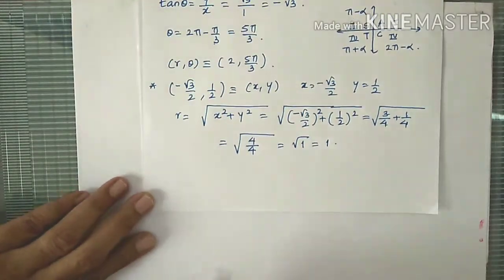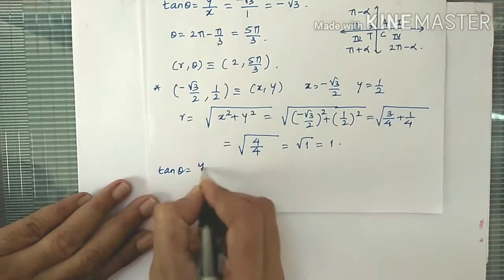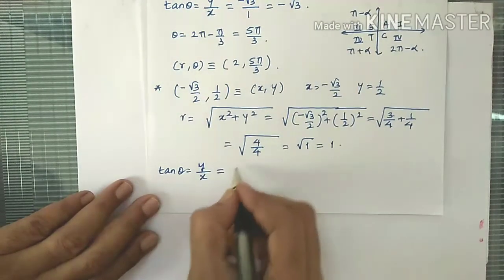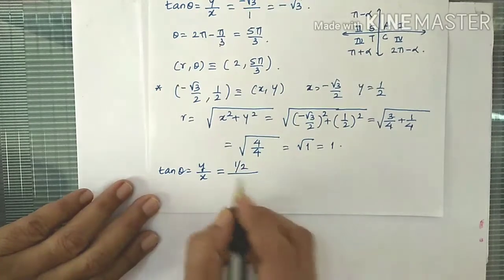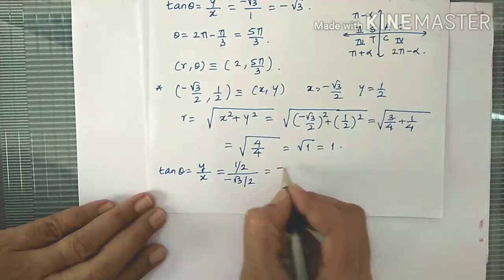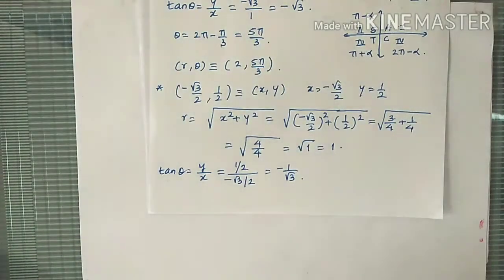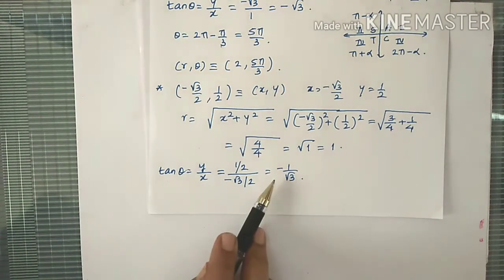Now let's find out theta. Tan theta equals y by x. Now y is half, x is minus root 3 by 2. So tan of theta is minus 1 by root 3. Okay. Now step 1 is find the angle. How to find the angle? Neglect the sign.